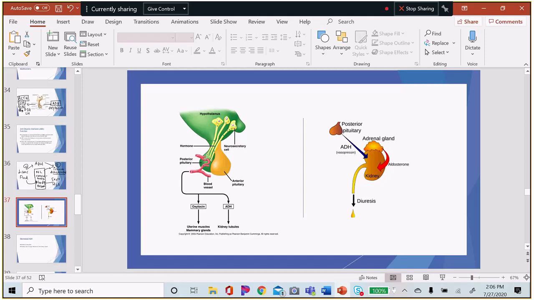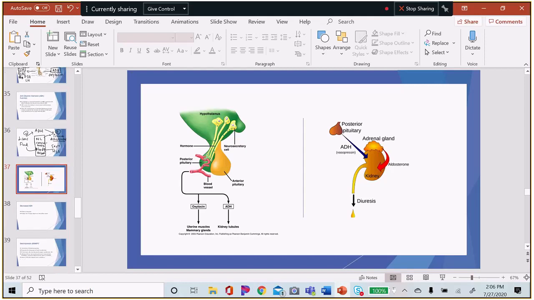The posterior pituitary gland is communicating with the kidney and deciding whether or not we should diurese, which means deciding whether or not we should release more fluid or not.